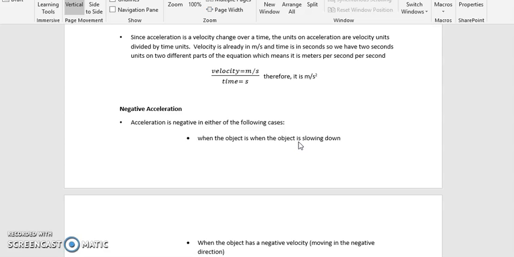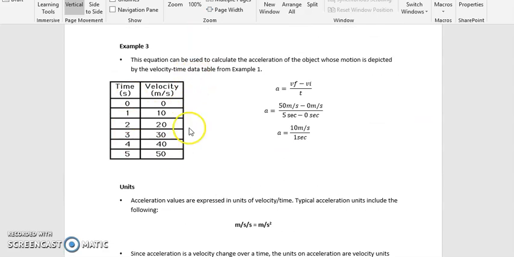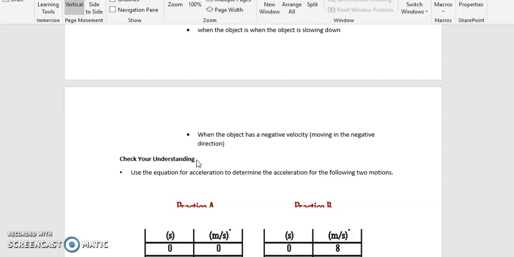Okay? So a negative acceleration, we're just going to talk about this quickly. This one's a little bit of a trickier concept, so really focus on this. So acceleration is negative in either of the following cases. So when an object is slowing down, that would be a negative acceleration. So say if we look up here and this graph was flipped and it went from 50, 40, 30, 20, 10, 0, that would mean we have a negative acceleration. The object is slowing down, so it's considered a negative acceleration.